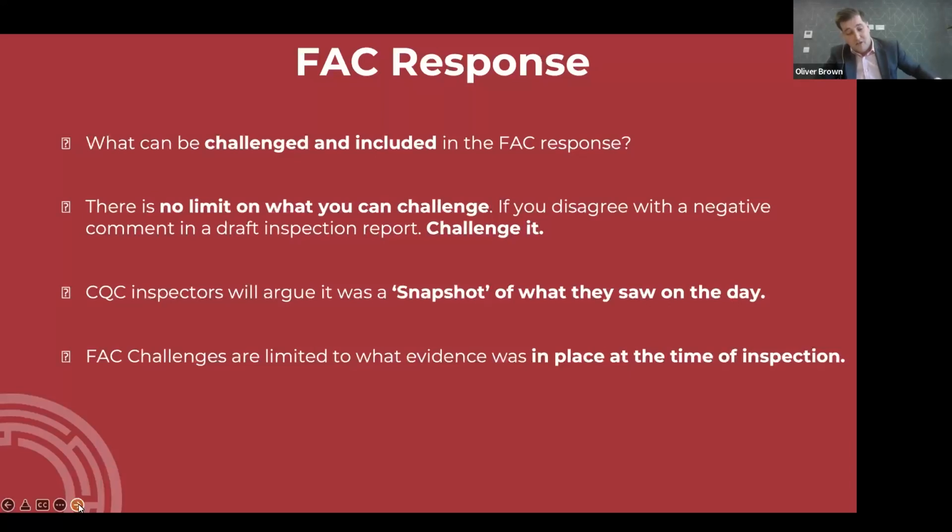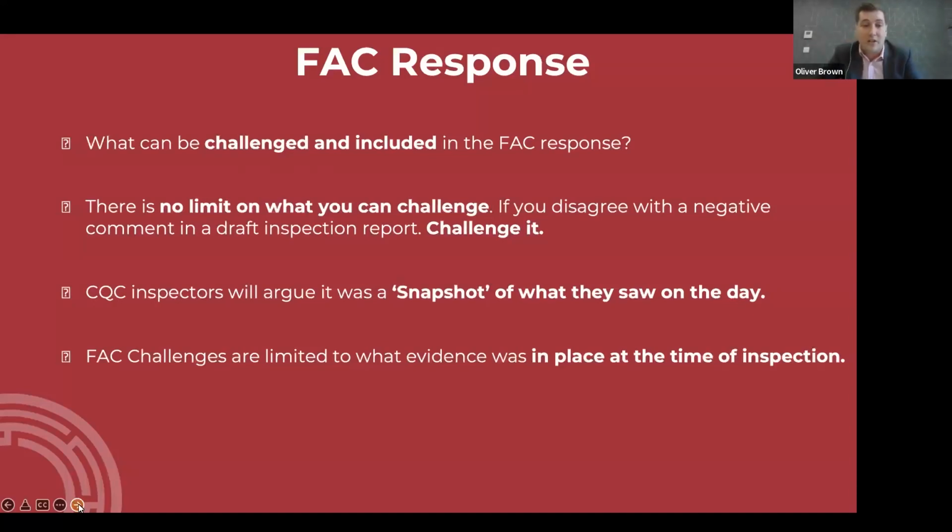The last thing to reiterate is it has to only be in relation to what was in place at the time of inspection. You can't fix a mistake that's made or an allegation, you can't address that after it's been raised by the CQC within that 10-day period and then submit that. It's going to have to be a snapshot of what they saw on the day.